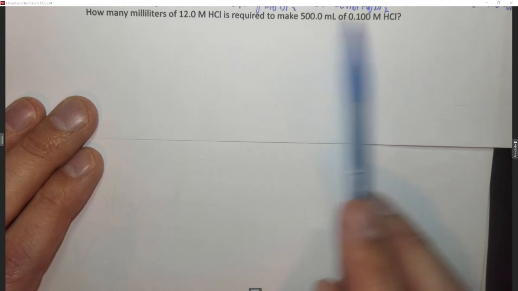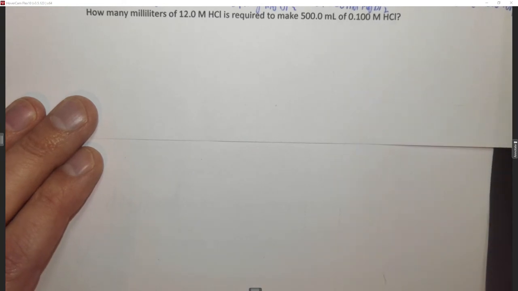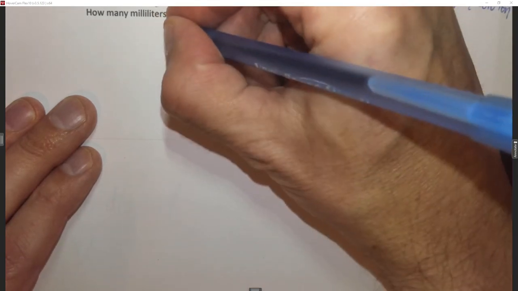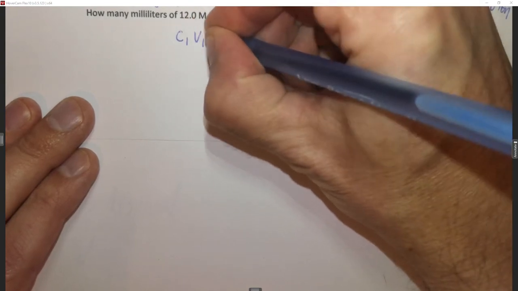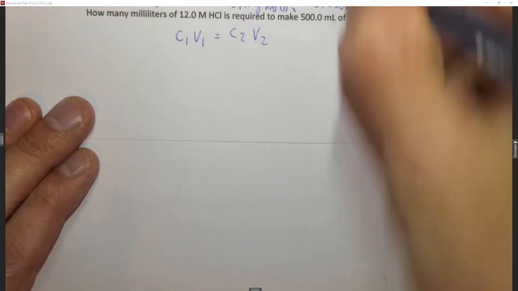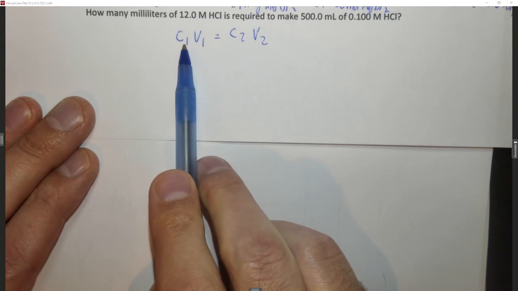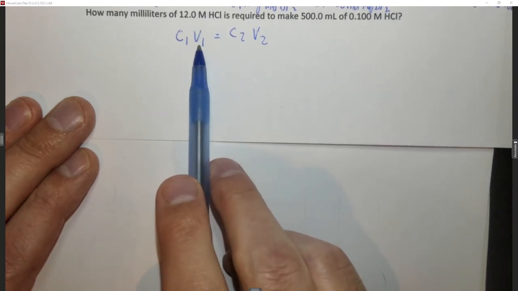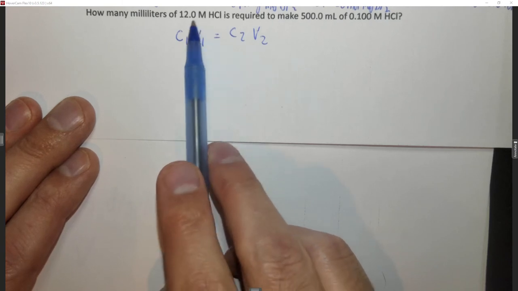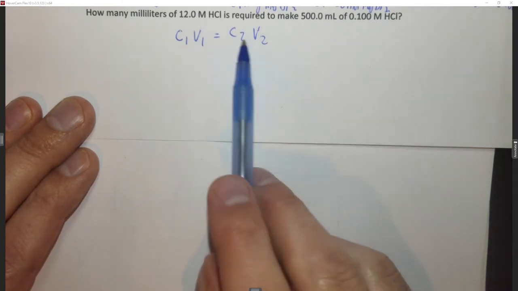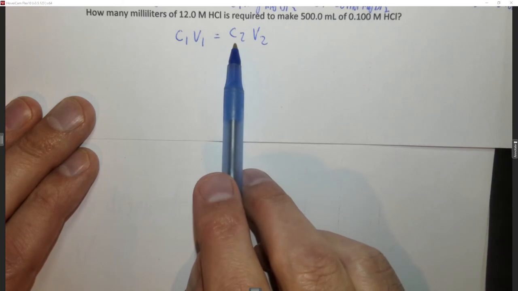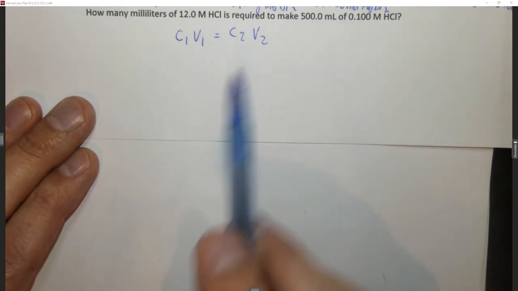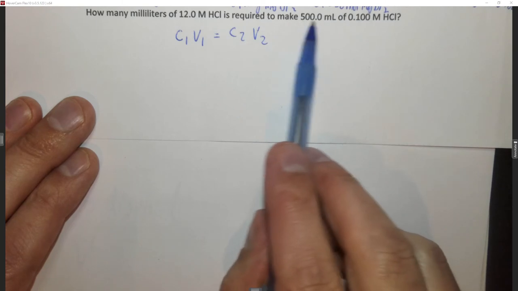So the moles of HCl in solution don't change, but the volume of the solution changes, and therefore the concentration of the HCl changes. When we're doing a dilution, we can use the equation C1V1 equals C2V2. C1 is concentration 1, the higher concentration. V1 is the volume of the higher concentration solution. In this case, we don't know V1.